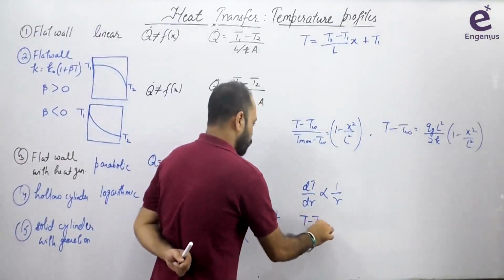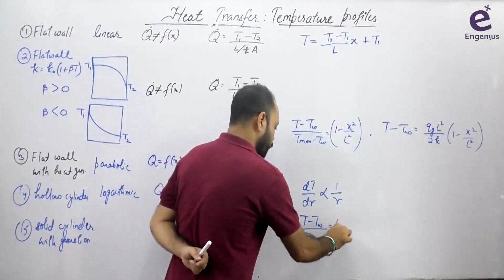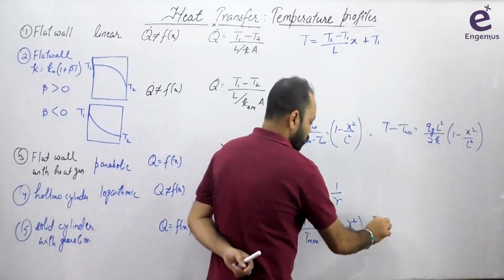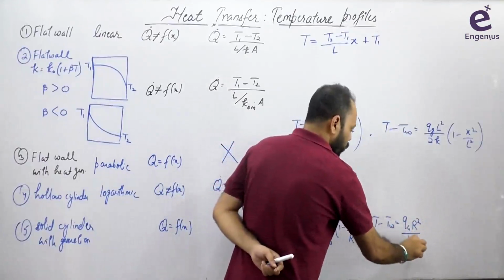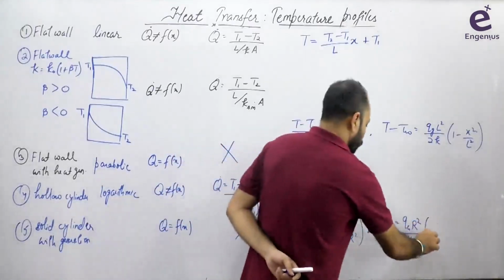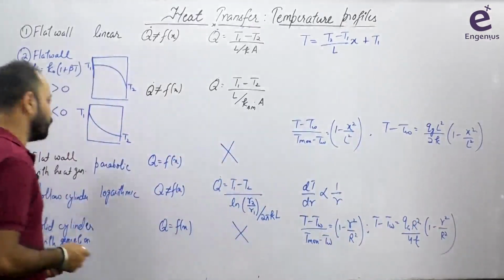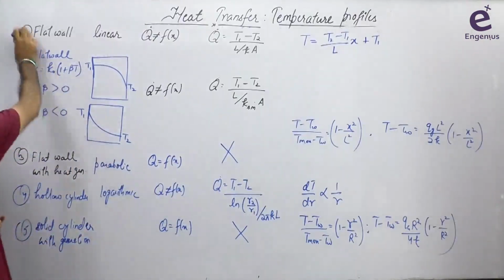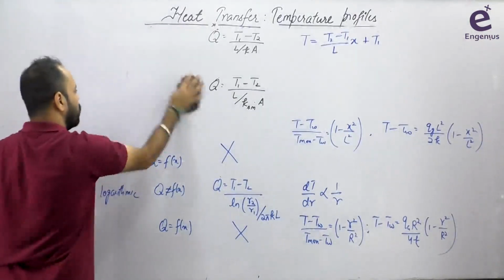It was again (T minus TW) by (T max minus TW) is equal to 1 minus r square by capital R square, correct? And the equation was T minus TW is equal to Qg R square by 4k. See, this is the pattern: Qg L square by 2k, Qg R square by 4k, Qg R square by 6k, into 1 minus r square by capital R square. That was for solid cylinder with heat generation. Sixth case was a hollow sphere without any heat generation.